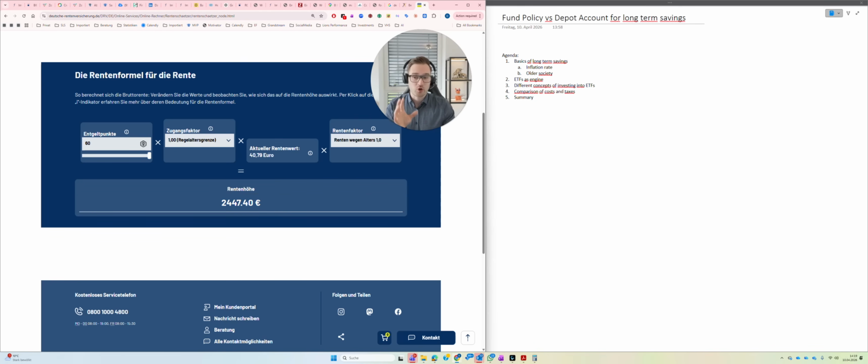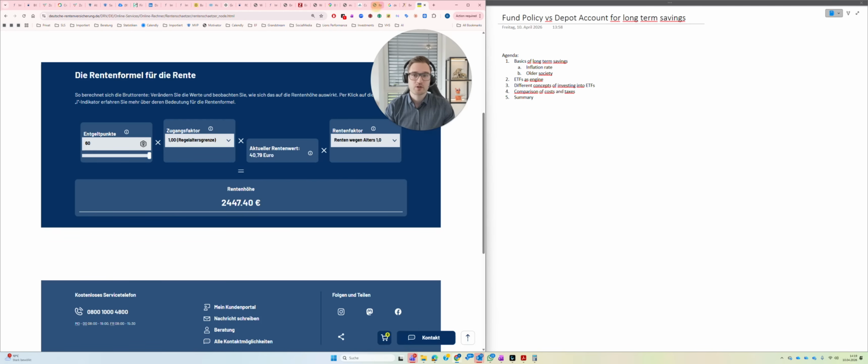Please consider this is a gross pension. So you still have to pay taxes and health contributions on that. In our calculator, we have considered an increase of the pension of roughly 1%. And therefore, we have roughly exactly the same pension as this calculator here. So the roughly 2,500 euros with an expected increase of 1%.